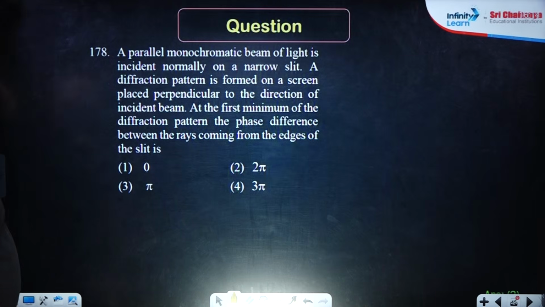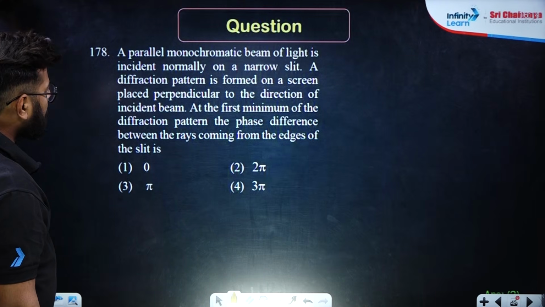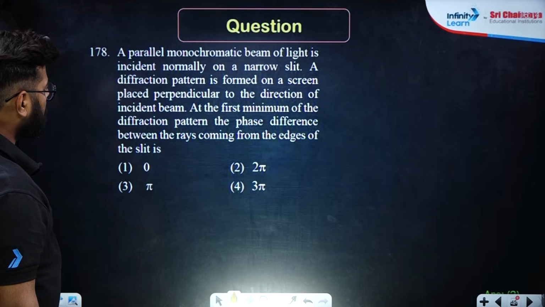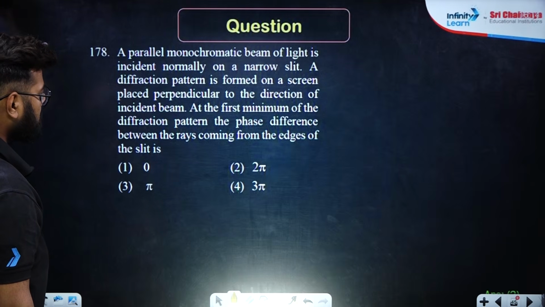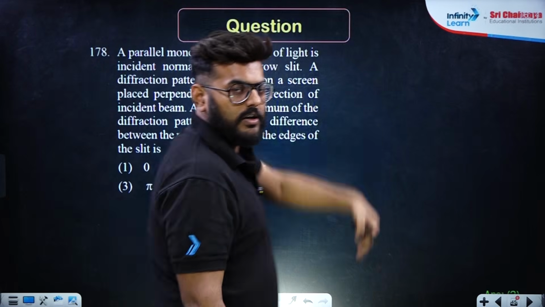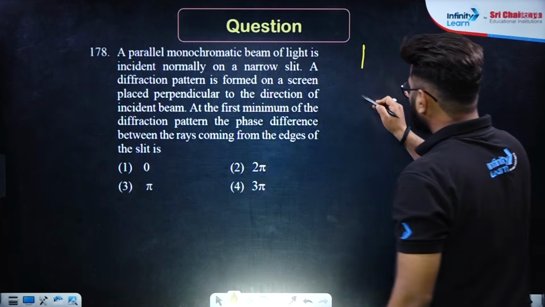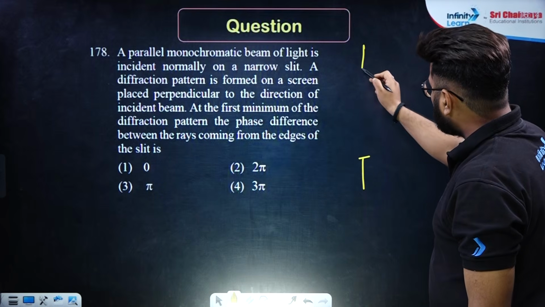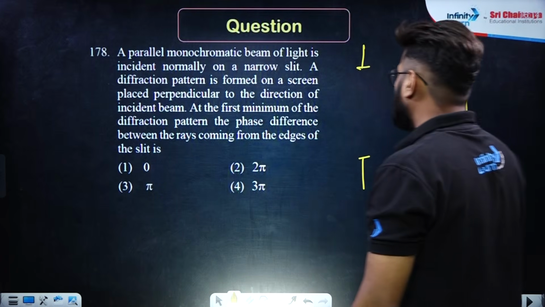A parallel monochromatic beam of light is incident normally on a narrow slit. A diffraction pattern is formed on a screen placed perpendicular to the direction of the incident beam. At the first minimum of the diffraction pattern, what is the phase difference between the rays coming from the edges of the slit? Whoever does not know diffraction through a single slit won't be able to do this question. All those who have just learned the formula won't be able to do it.